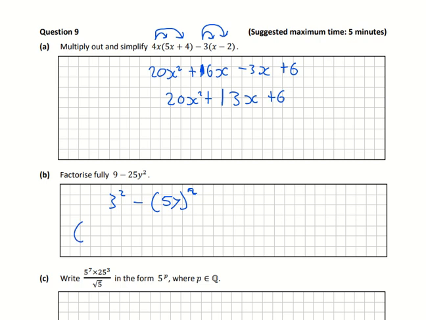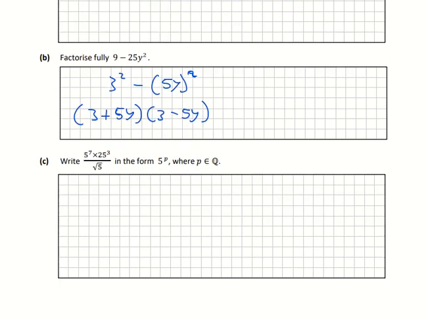So I can factorize them into 3 plus 5y, and then 3 minus 5y. It doesn't matter which sign you go first. So the first thing and the second thing added, and the first thing and the second thing subtracted. That's where you have to recognize that.